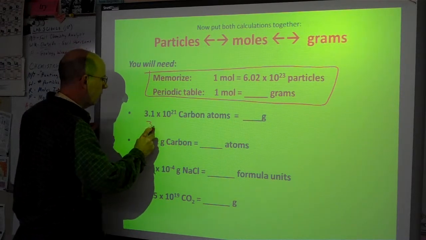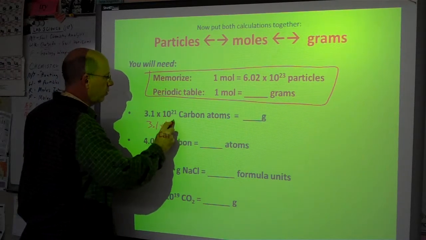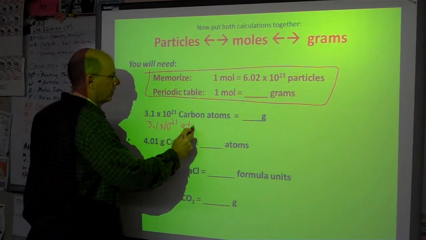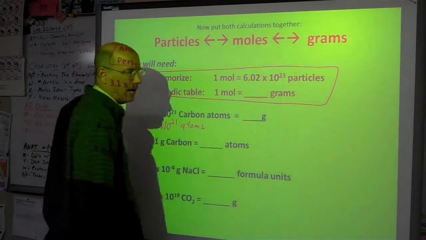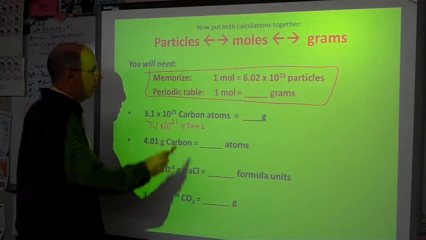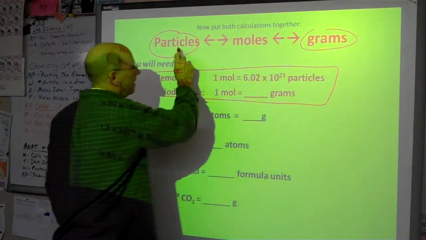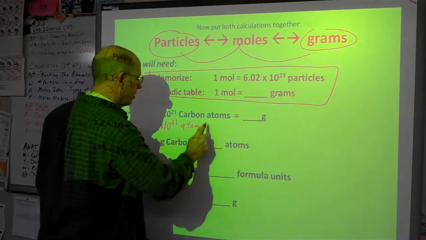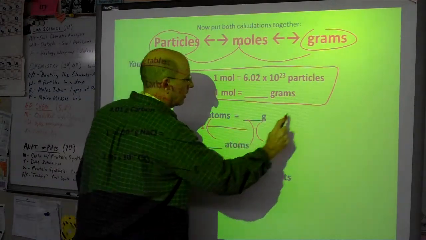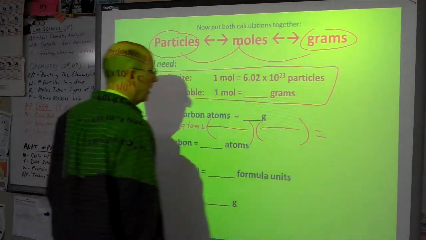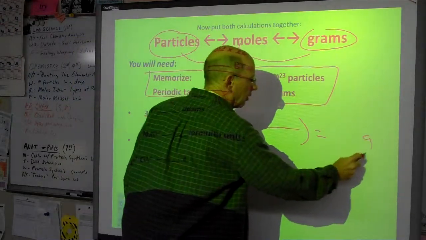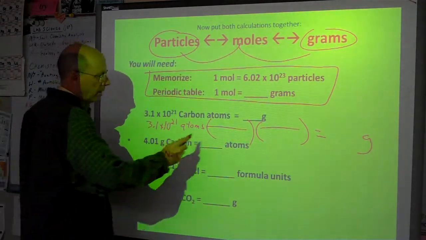We're given 3.1 times 10 to the 21st atoms, and it says, how many grams is that? Well, atoms is a type of particle, and we want grams for an answer. We're going to need 2 steps, so let's put in 2 conversion factors, and way over here, write down equals grams. All right, get rid of atoms.